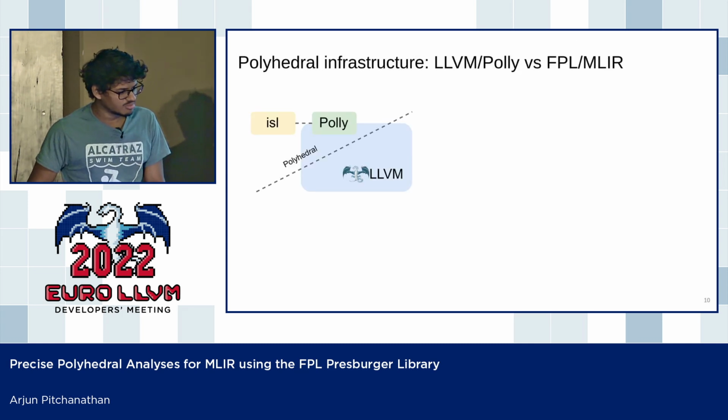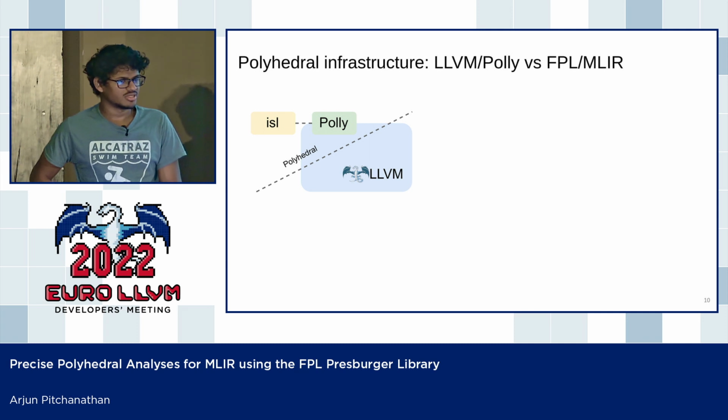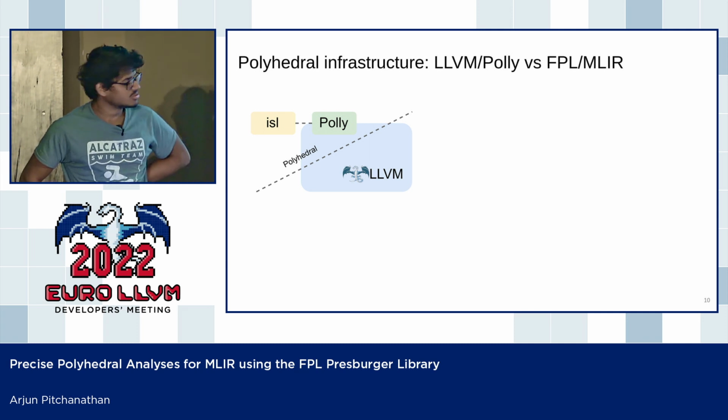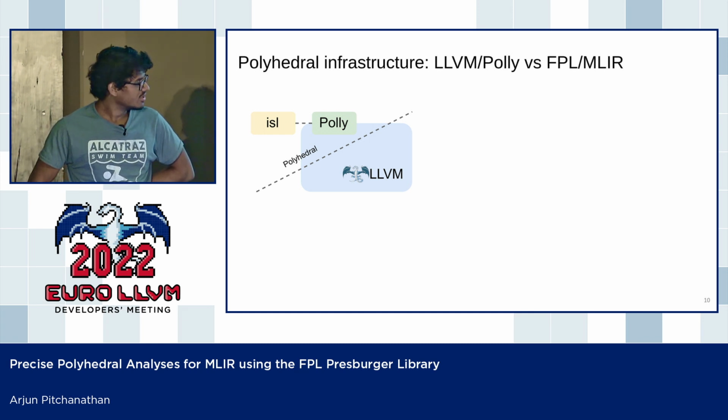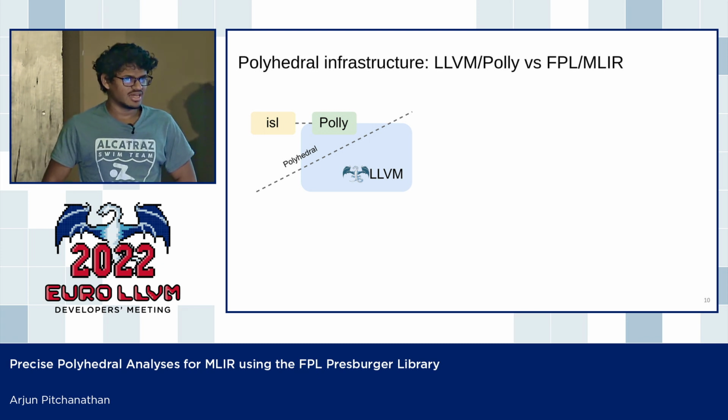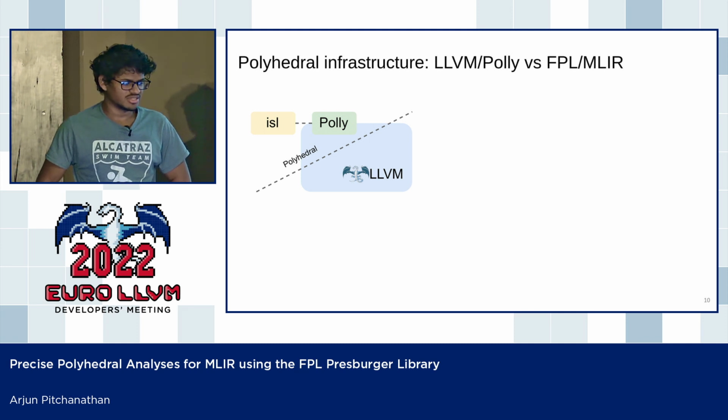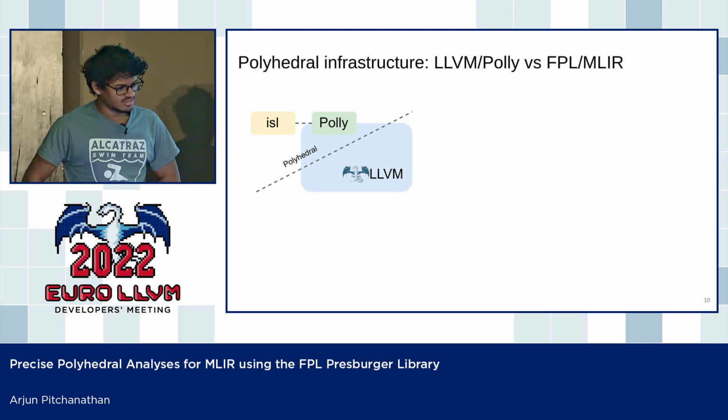So before we go into the implementation of these passes, let's take a quick look at how we actually implemented this stuff. In the old days, in LLVM, there was Polly, and Polly was a sub-project of LLVM that depended on ISL. ISL is essentially a third-party external dependency that could not be upstreamed into LLVM.